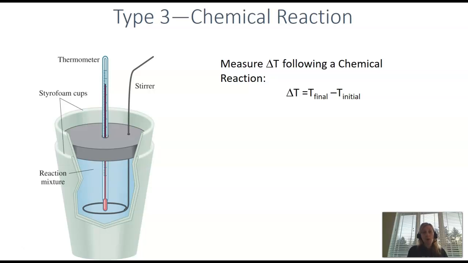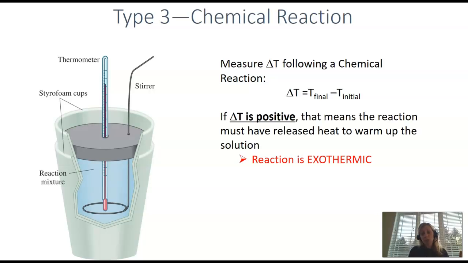Just like before, I'm always measuring the change in temperature. That's the measurement that I'm taking away from these calorimetry experiments. And remember that delta T is always T final minus T initial. So whatever the temperature is at the end of the reaction minus whatever the temperature is at the beginning of the reaction. You could have a positive or a negative delta T, and that tells you about what type of reaction you have. So first off, let's say you have a positive delta T.